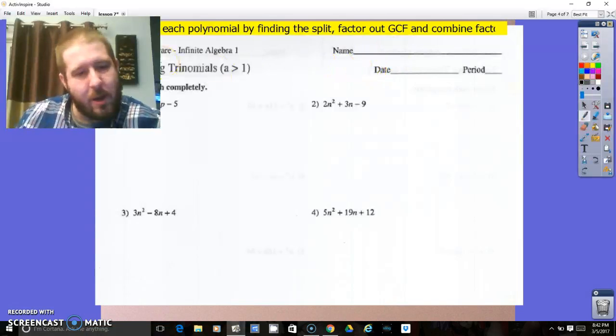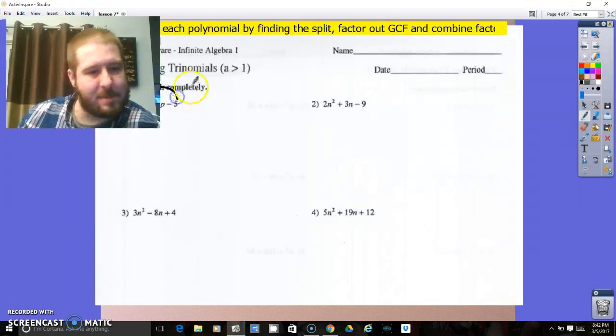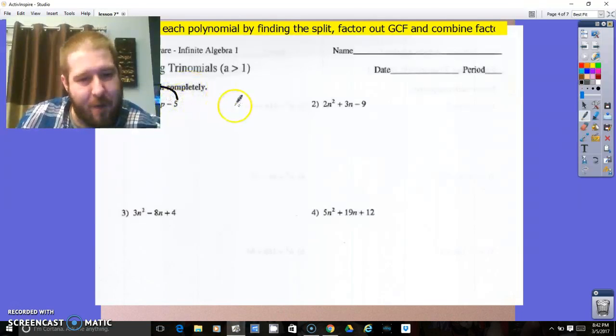All right, so now what do we do when the A is greater than 1? We're going to do something that they call online the garbage method. Now, I'm not sure why they call it that, but what you're going to do is multiply A times C. 3 times negative 5, I'm going to write that to the side, and that's negative 15.